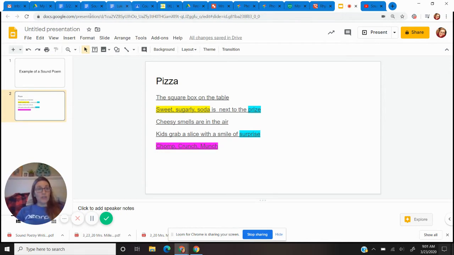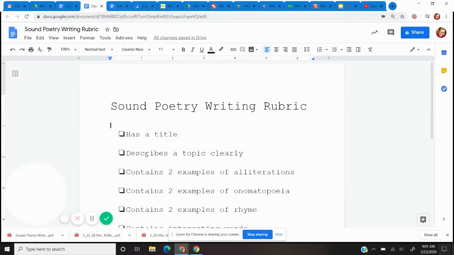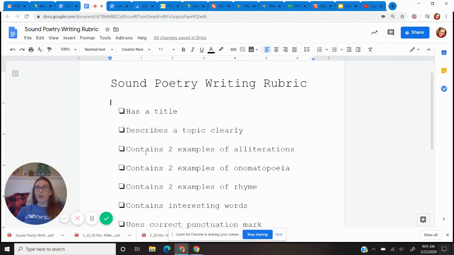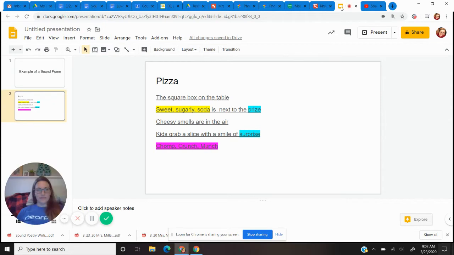I want to show you what you need to include in your poem. So this is called a writing rubric. These are just the things that you need to include. And I'll start showing you how my poem matches these things. So it has to have a title and a topic. When we are working on our English pages, all of the pages will walk you through writing your own sound poetry example. Mine today has a title called Pizza.